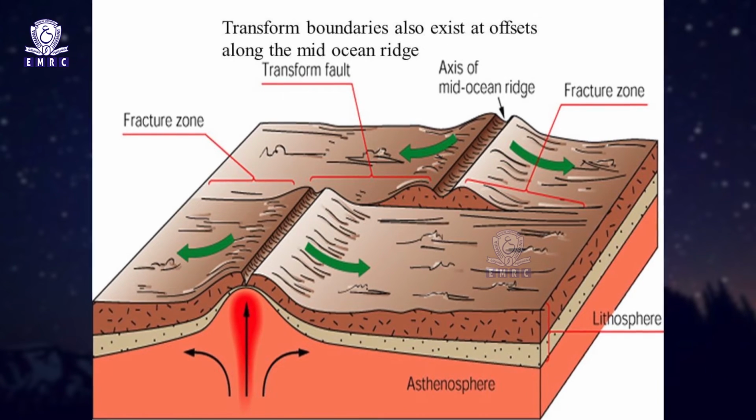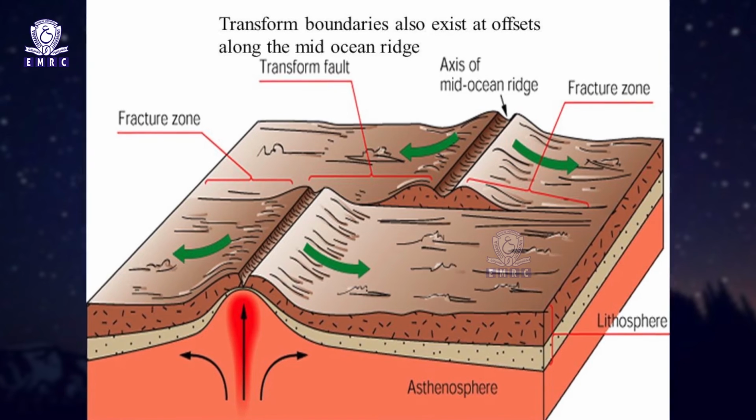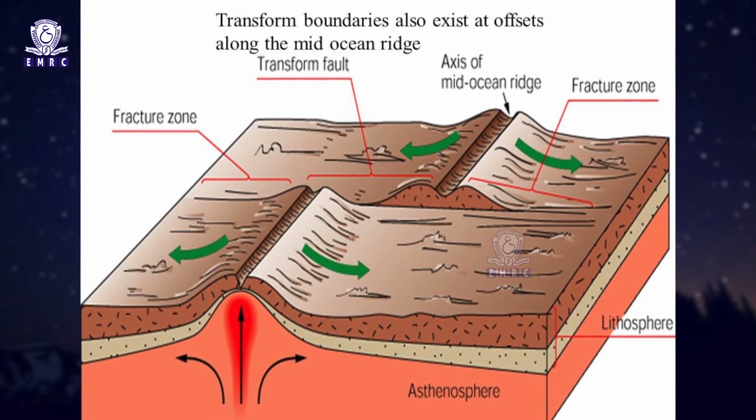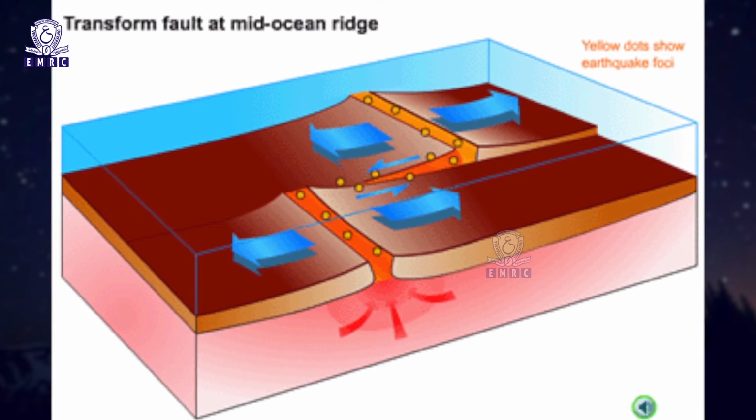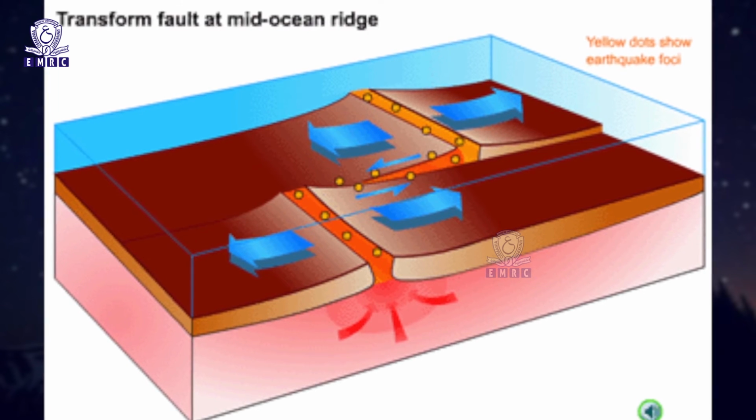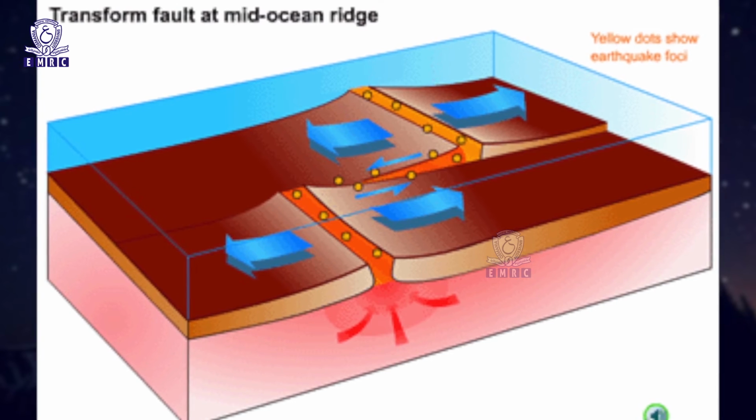Transform faults are so called because the kind of motion between the plates is changed or transformed at the ends of the active parts of the fault. For example, diverging plate motion between two plates at an oceanic ridge can be transformed along the fault to the converging motion between the plates at the subduction zone.